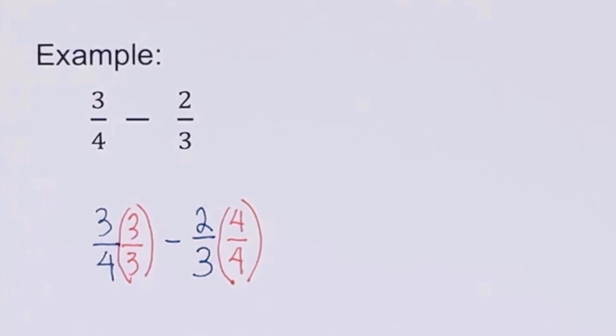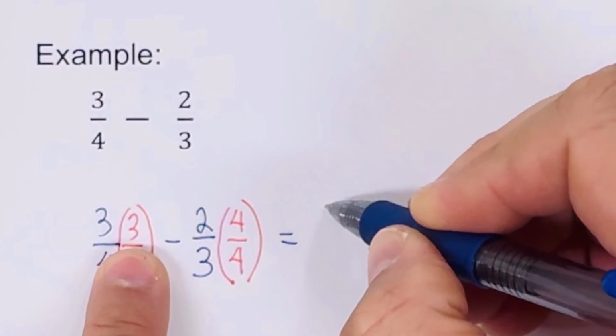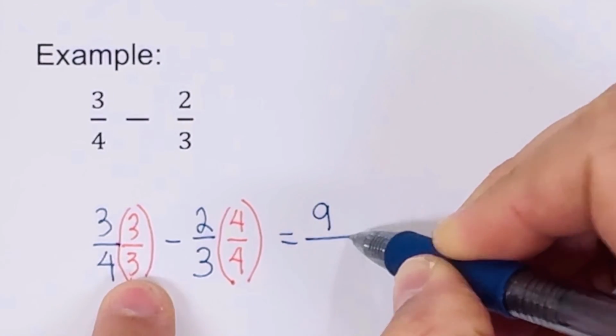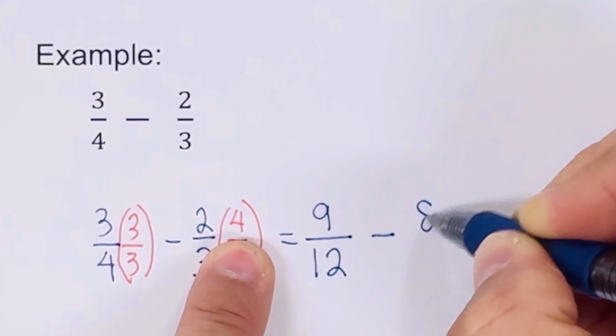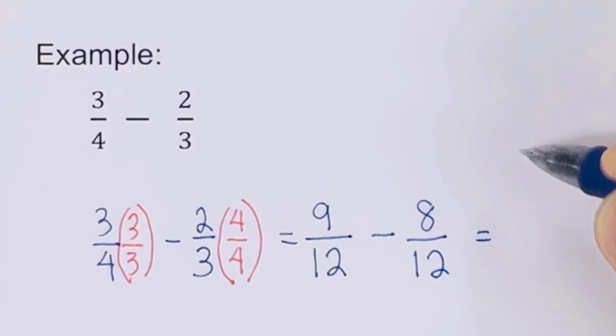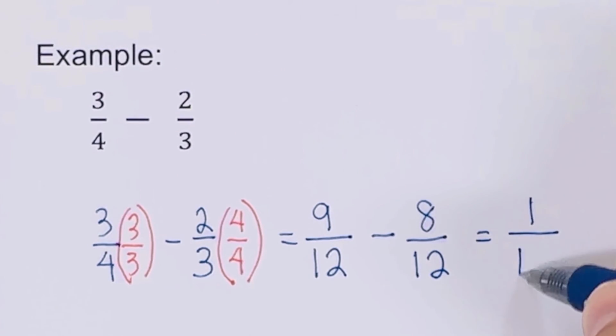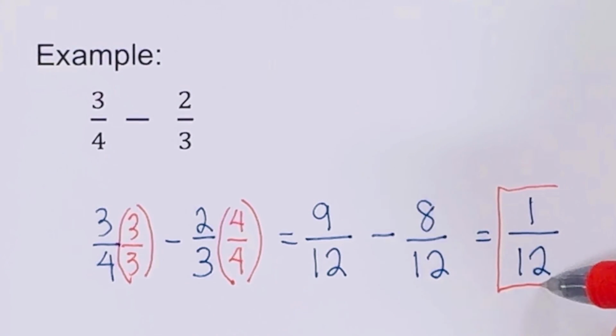And then we go ahead and simplify this. So we go ahead and say 3 times 3 is 9 over 4 times 3 is 12 minus 2 times 4 is 8 over 3 times 4 is 12. So then 9 minus 8 is 1 over 12. So this is the difference between these two fractions.